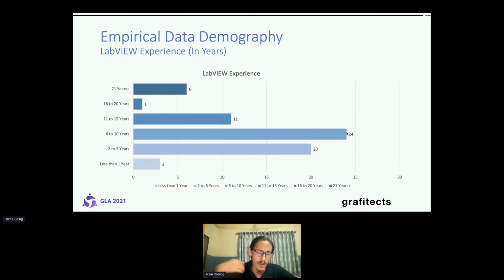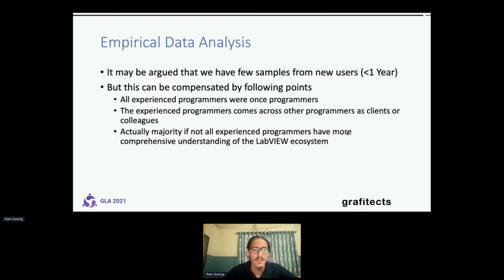They have a lot of clients, and they understand the psychological perspective on why go with LabVIEW and why not with others. They actually have extensive experience, more than most of the people who might use it for a certain purpose, which we'll see in a moment.